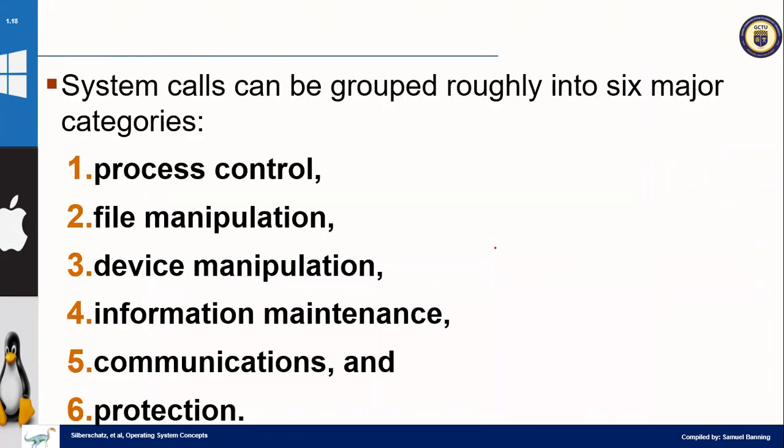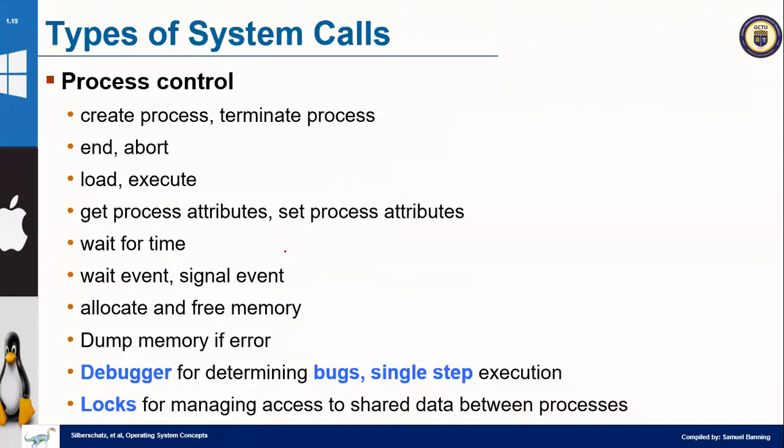Now let's look at the types of system calls that there are. There are 6 different system calls that one can make use of. We have the process control, file manipulation, device manipulation, information maintenance, communications, and the protection system call. Okay, let's take a look at them.